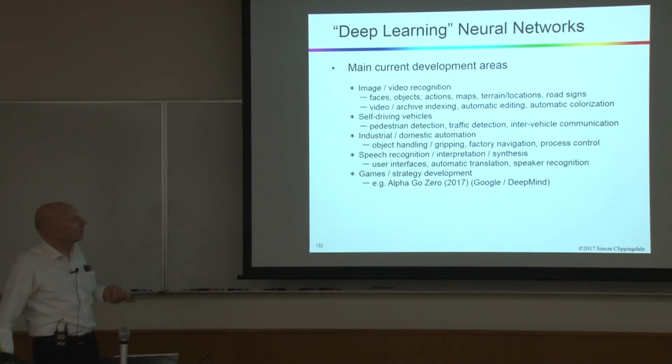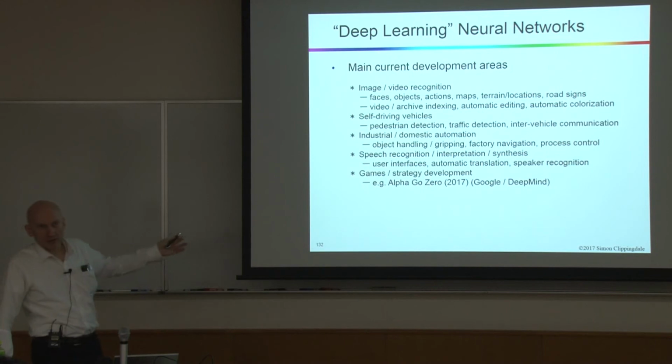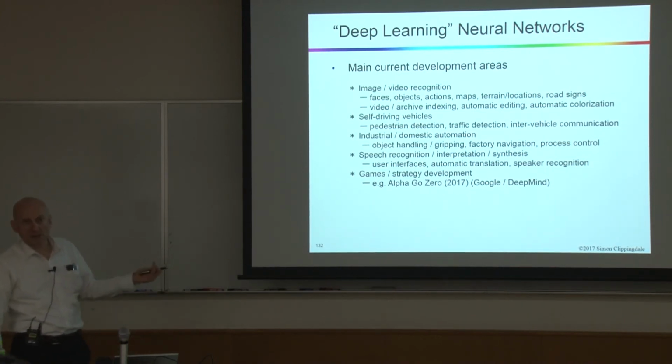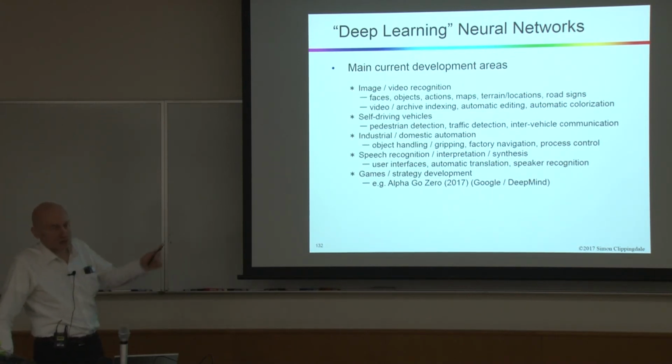Main current development areas are just about everything you might want to do in pattern recognition, really. Image and video recognition, faces, objects, actions, maps, terrain, road signs, you name it. Video and archive indexing. Now the amount of video that's out there on YouTube and so on is spiraling, and if you want to be able to search that video, you want to be able to label it automatically so that it can then be archive searched with a text search effectively. Automatic colorization of old black and white movies and video footage is an interesting one.